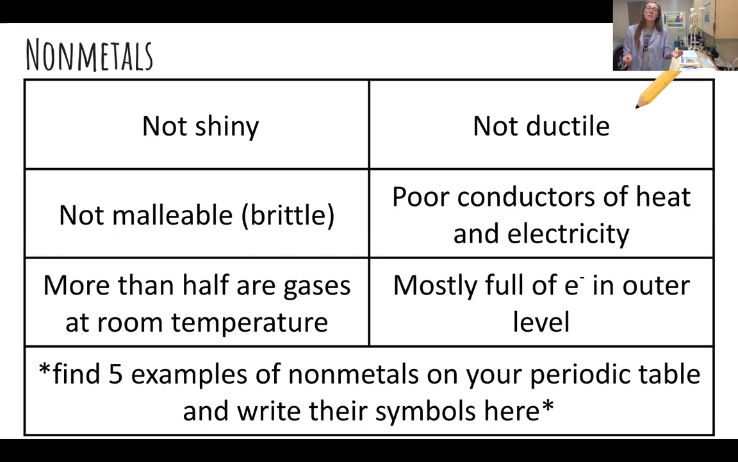So in our notes, we will tell ourselves here that our nonmetals are not shiny. They're not ductile. In fact, they're very, very brittle, meaning that they're not malleable. They're poor conductors of heat and electricity. They're mostly gases at room temperature, mostly full valence electron shells. And again, we want to be able to do the same thing that we can with our metals with our nonmetals. Can we look at a periodic table? Can you find 5 nonmetals? Things like hydrogen, fluorine, oxygen, sulfur, chlorine. These are all going to be nonmetals on our periodic table. And again, the same story.